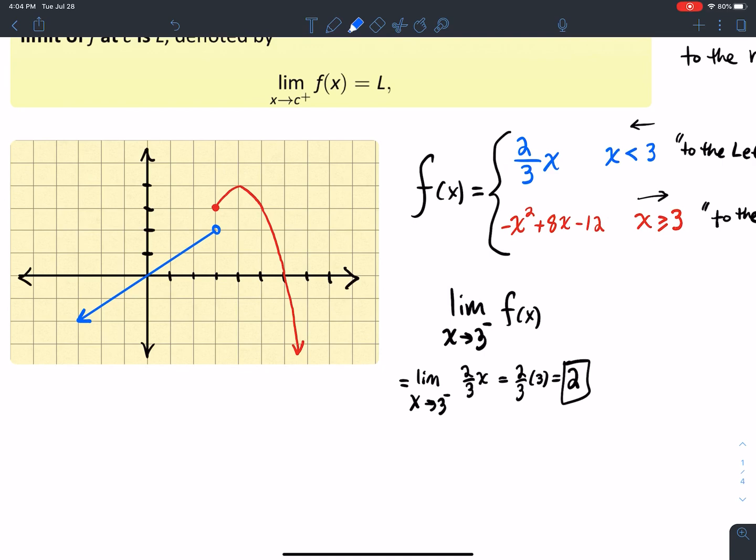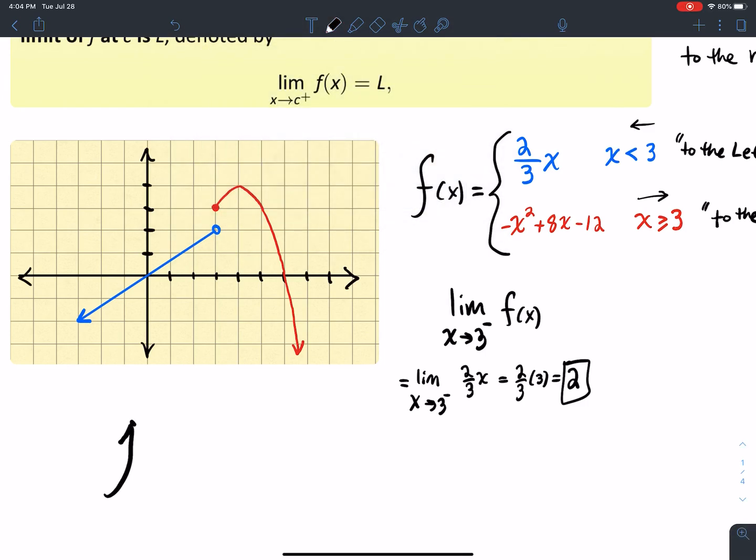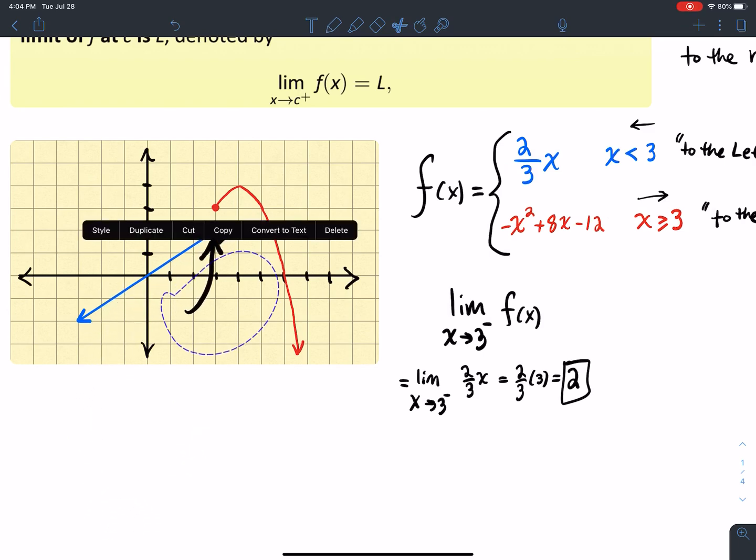Let's do it coming in from the left side. Let me do a little arrow here. Let's take this and I'm just going to move it around. If I'm coming in from the left side, it looks like it hones in on 2. Okay?